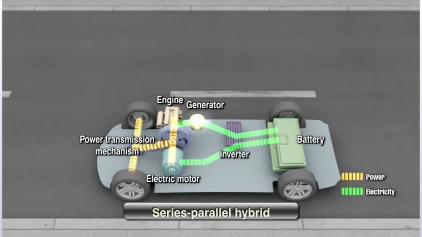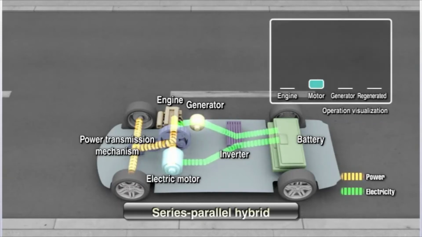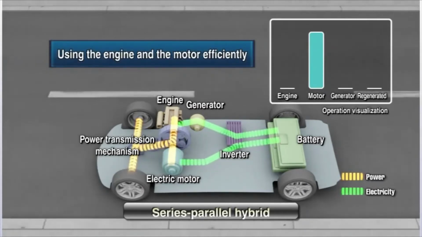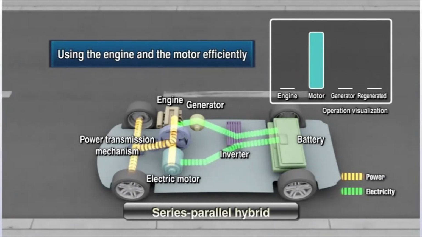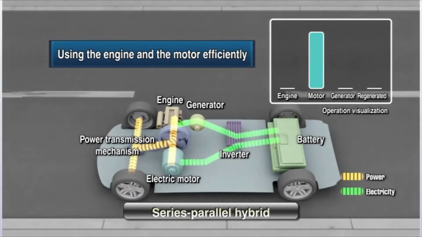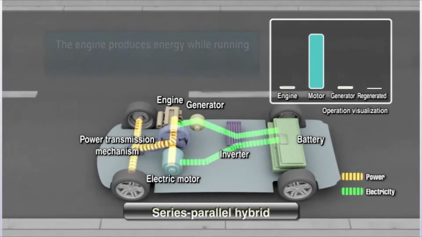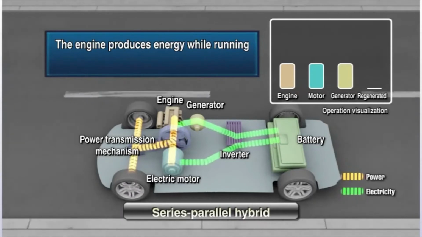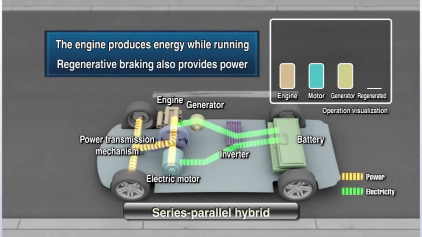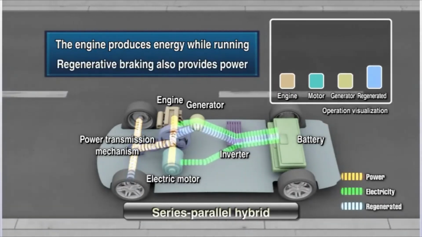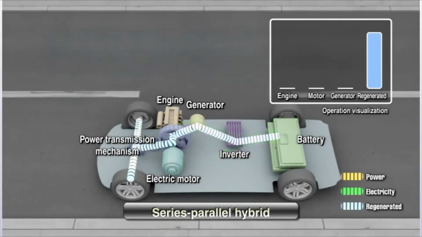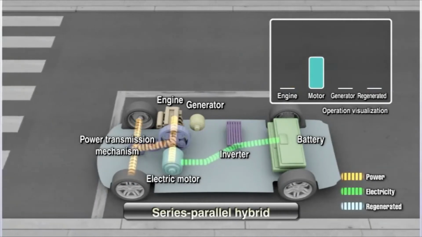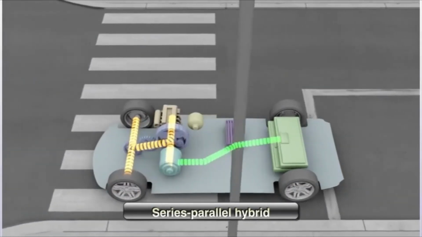The vehicle runs solely off of the motor at start and at low speeds. During normal driving, the engine and the motor both supply power at optimal ratios. A series parallel hybrid can also generate electricity from the engine while running on the electric motor alone. Like the parallel hybrid, its regenerative brakes can produce energy as well. The series parallel system manages fuel efficiency by running on the motor whenever possible to minimize engine use.